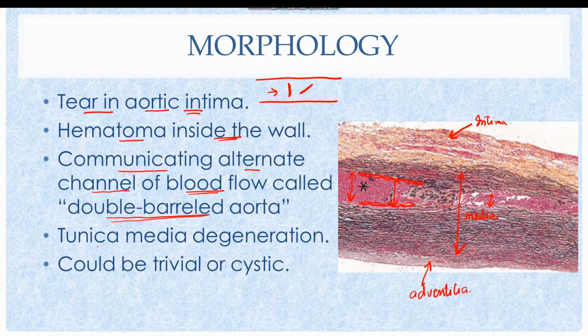The microscopic appearance often reveals degeneration of the tunica media, and the formation of dissection does not depend upon the severity of the degeneration. This could occur in certain trivial cases or even incomplete degeneration of the smooth muscle layers, forming a cystic lesion. Inflammation is typically absent.